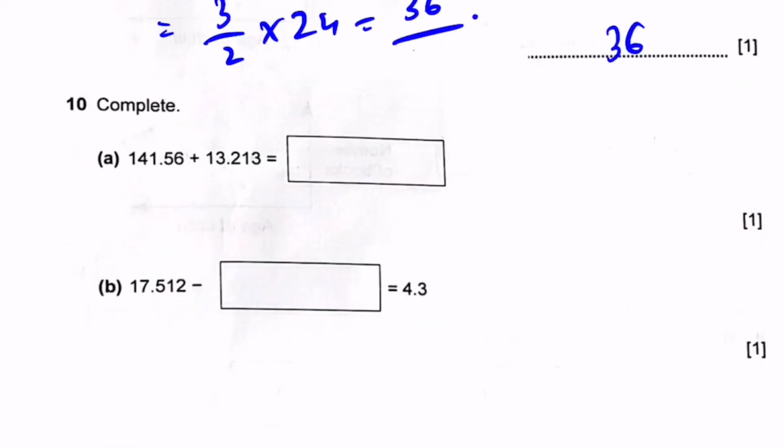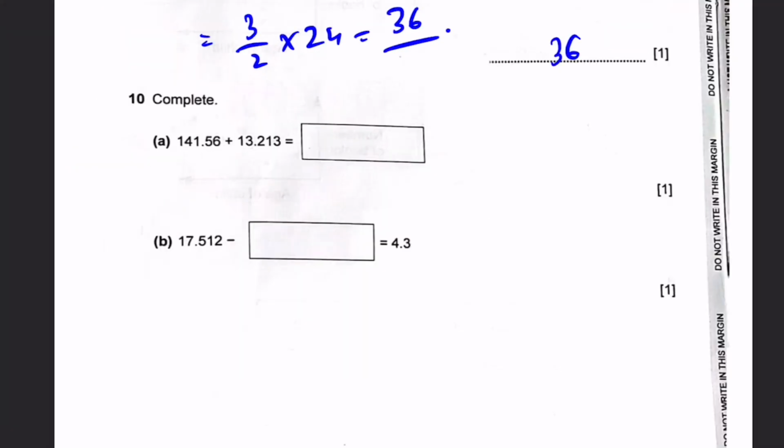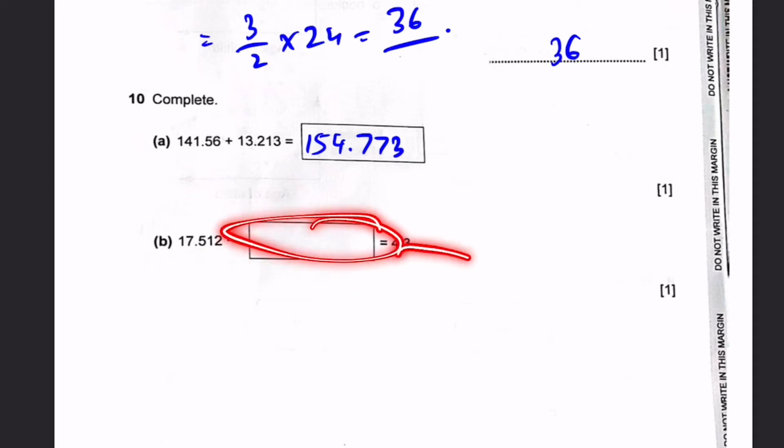Question 10. Complete A. 141.56 plus 13.213. That will be equal to... Okay, so if we add it properly, we get 154.773. And for part B, 17.512 minus dash is equal to 4.3.